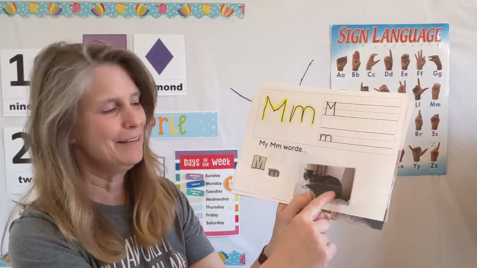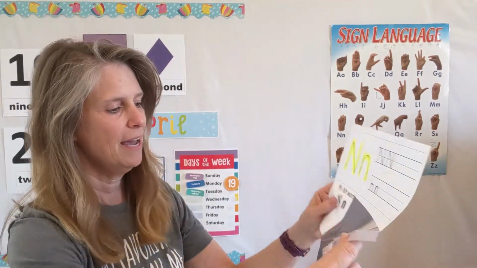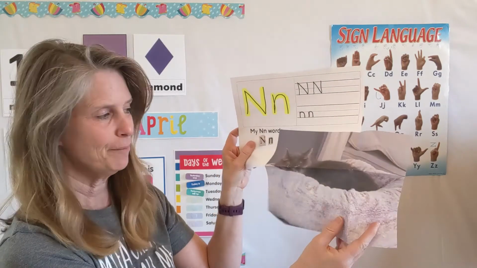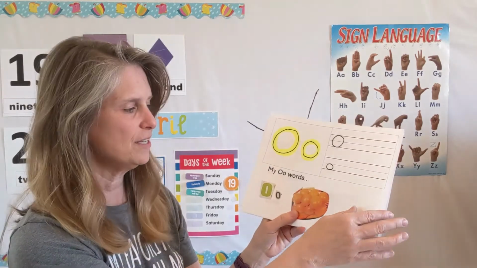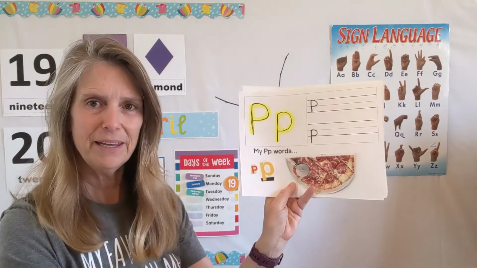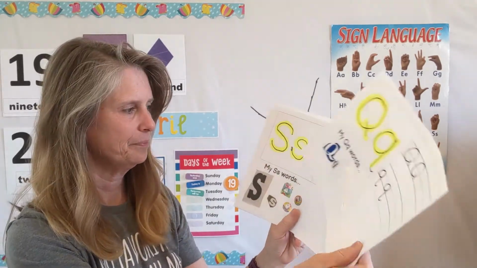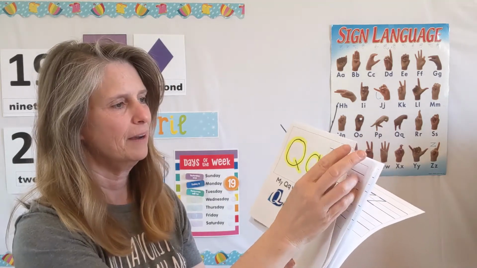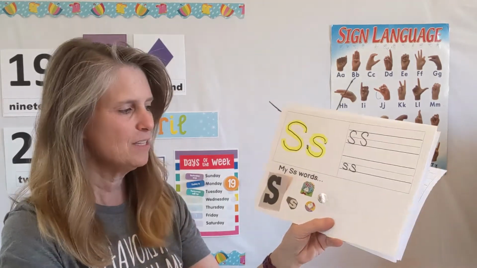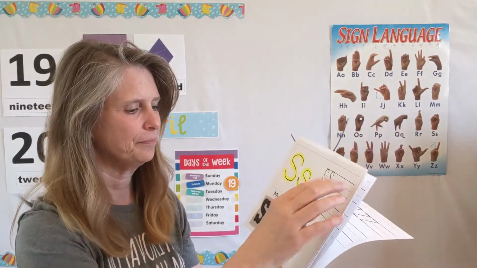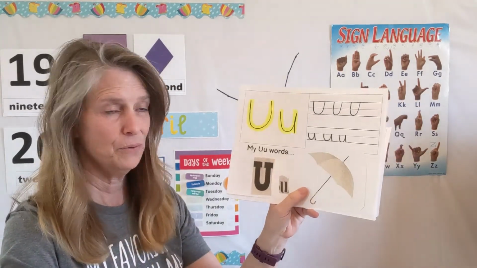M is for Molly. That's my kitty. N is for, look at the size of this picture. We're going to have to open this one up. N is for Nellie. That's another one of my kitties. O is for oranges. P is for pizza. Q is for Q-tip. R is for ranch dressing. S was for stickers. T for tomatoes. U is for umbrella.